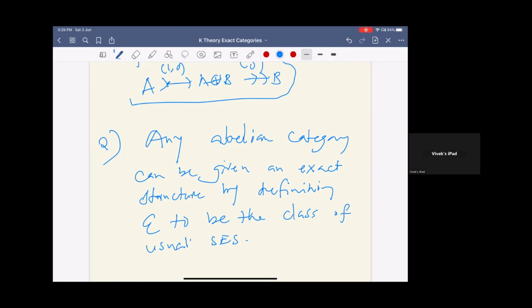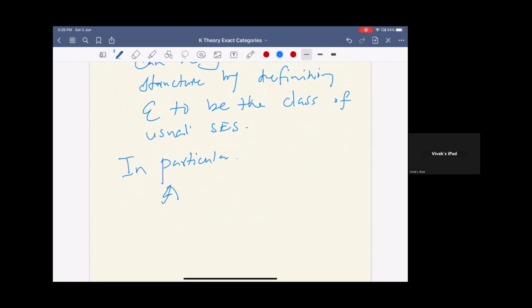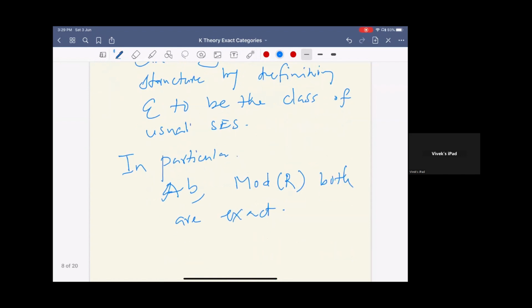Okay. So in particular, the category of abelian groups and mod R are both exact. So exact category means it's an additive category with some exact structure. Whenever the structure is clear, we just write that it is exact. Note that mod R is an exact category because it's an abelian category. An abelian category is always an exact category by considering this whole set of all classes. Abelian groups are the same.